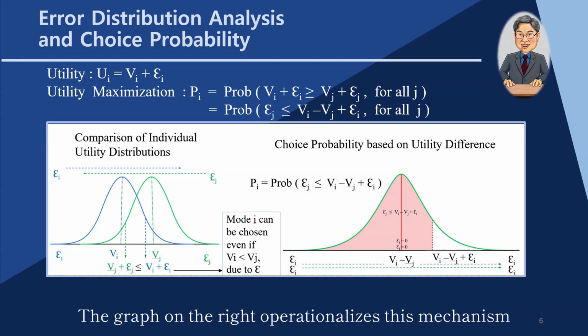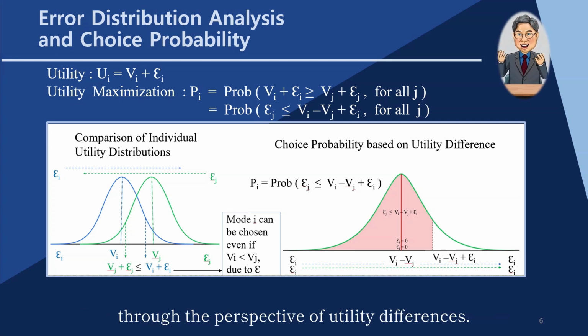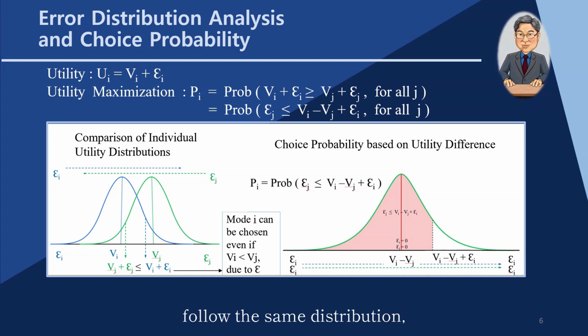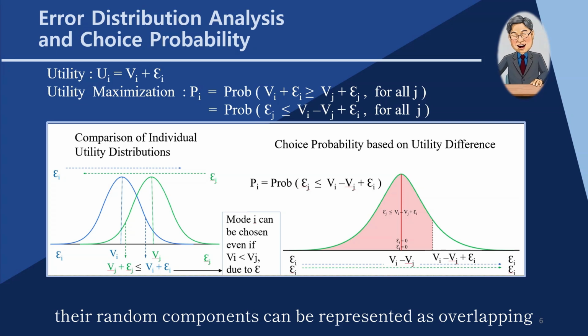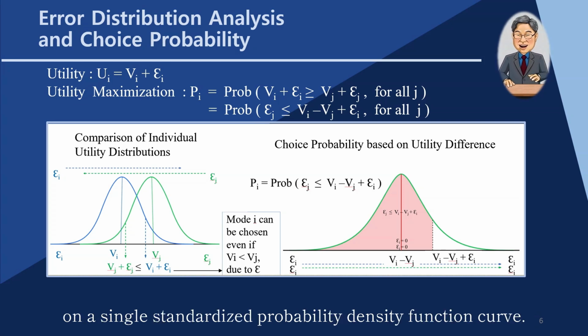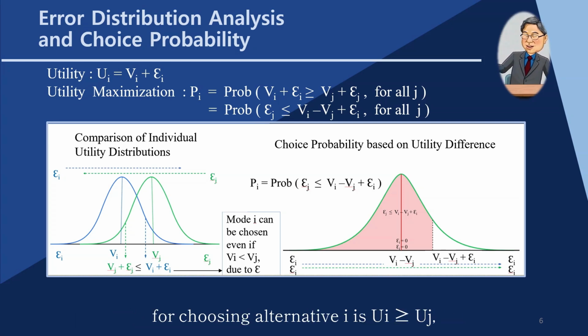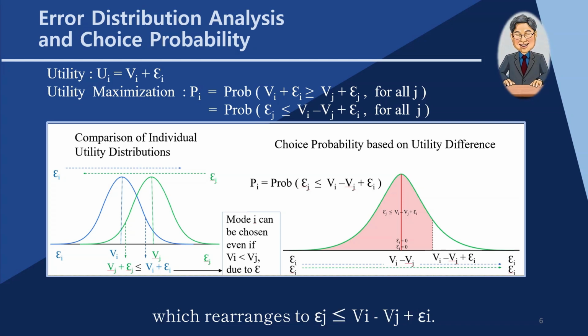The graph on the right operationalizes this mechanism through the perspective of utility differences. Assuming that the error variables for alternative I and J follow the same distribution, their random components can be represented as overlapping on a single standardized probability density function curve. In this context, the mathematical condition for choosing alternative I is Ui greater than or equal to Uj, which rearranges to epsilon j less than or equal to Vi minus Vj plus epsilon I.